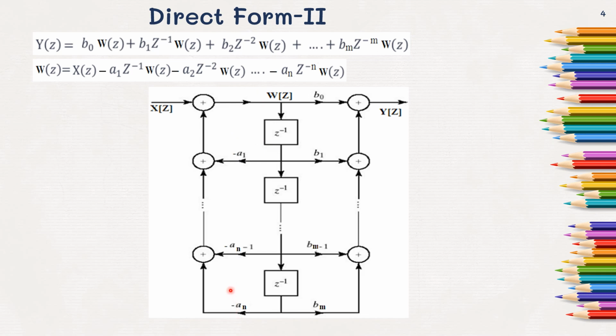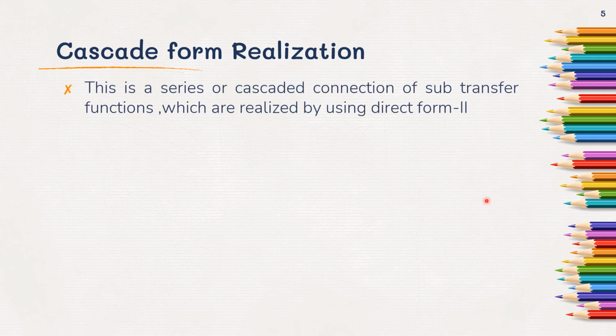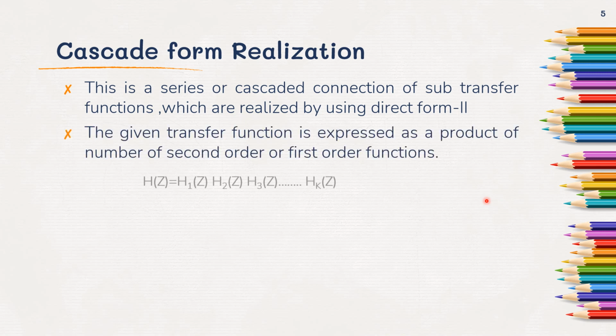Now let us go on to the topic we are supposed to see: cascade form realization. How do you represent a discrete time LTI system using cascade form realization? The transfer function is split up into a number of second order or first order functions. H of z, you all know, is Y of z by X of z. That transfer function is split up into H1 of z, H2 of z, H3 of z, and so on till Hk of z.